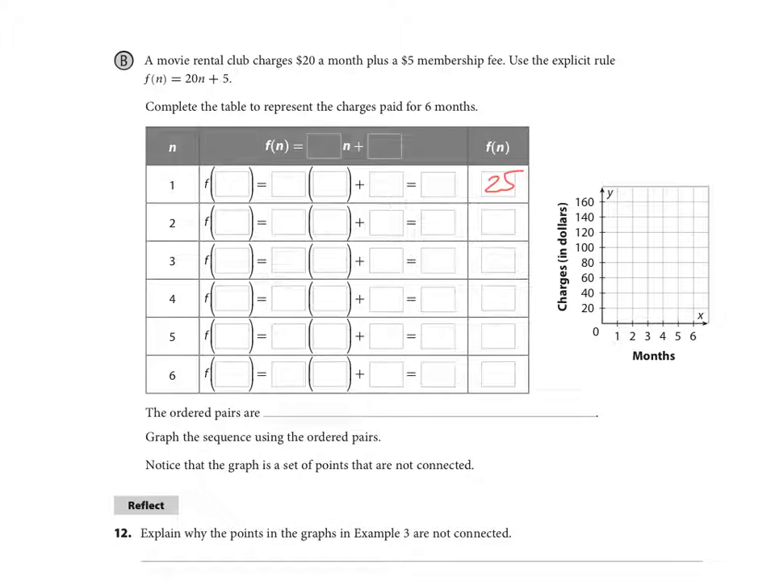25. What's the value at 2? 45. 65. 85. 105. And 125. Those should be the values you put in.